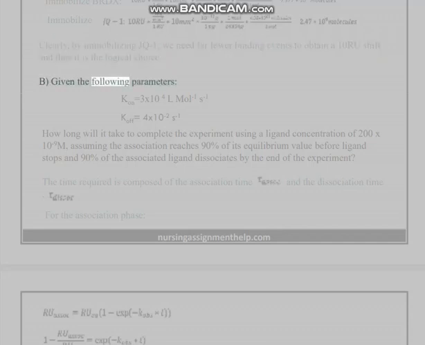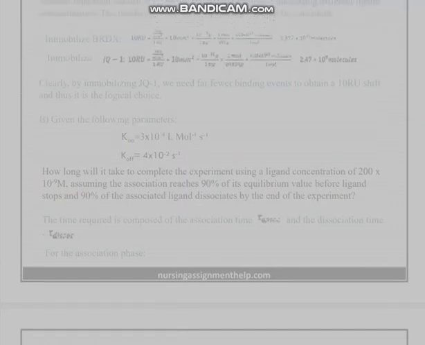B. Given the following parameters, kon equals 3 times 10^4 M^-1 s^-1, koff equals 4 times 10^-2 s^-1. Another important control is to run the experiment multiple times using different ligand concentrations. The results between these experiments should be consistent.